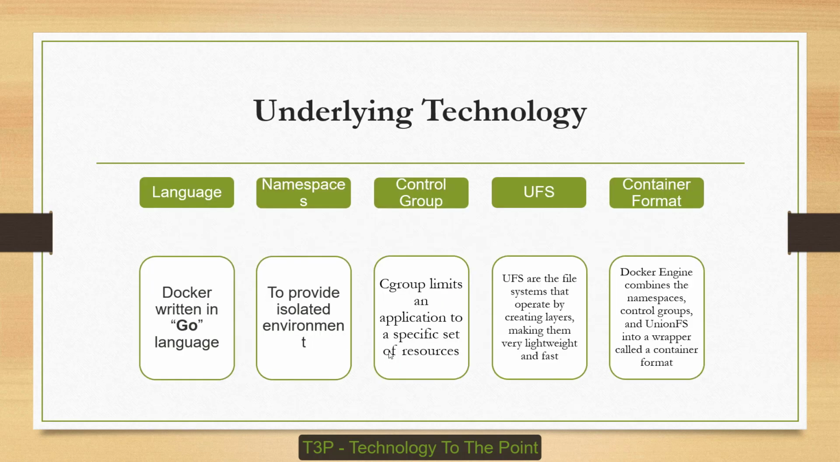Now we will talk about the underlying technology on which Docker is created. So it is the basic of Docker. Docker is written in the Go language, that is also an open source language. Most of the powerful tools are created in this language. If we talk about Kubernetes, if we talk about Terraform, these are all written in the Go language.